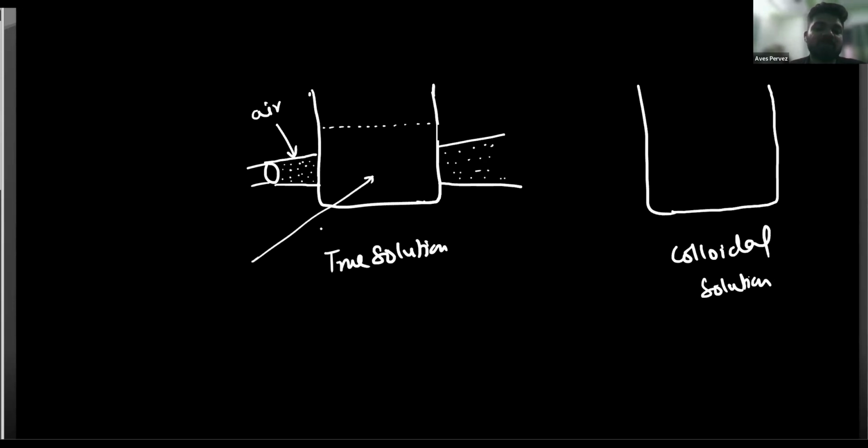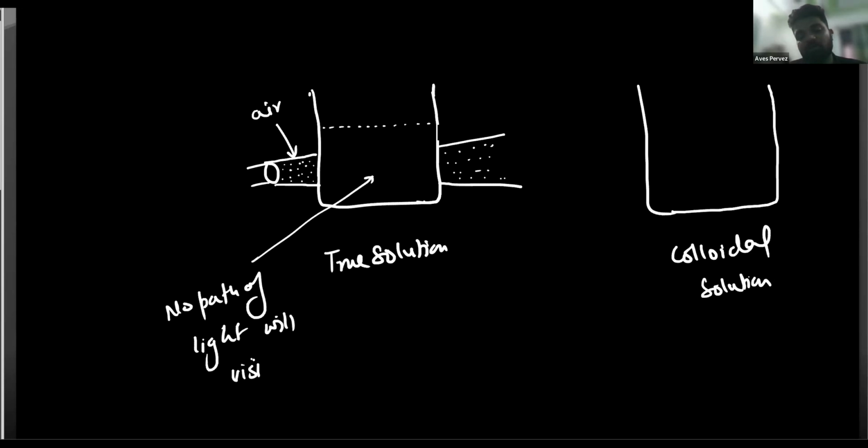But no path of light will be visible in a true solution. Why? Because the particle size is so small that the light can't fall on it, and it will not scatter the beam of light. Everybody in the class understood? Yes, sir. Okay, now moving to the next part.